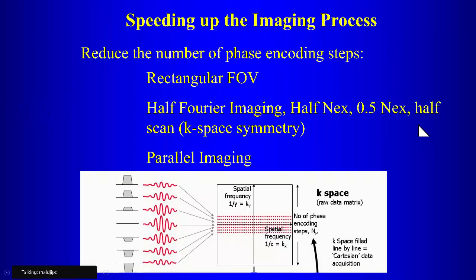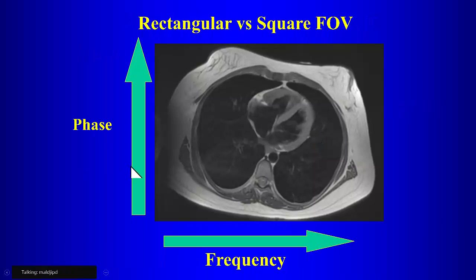Now, what are other ways to speed up the imaging process? This is always the challenge in MR because remember, you need to acquire data from enough phase encoding steps to generate your image. So what are some other things you can do? We'll talk about some of these: rectangular field of view, this term half Fourier imaging, and then parallel imaging, which we also use a lot here. So what do these mean?